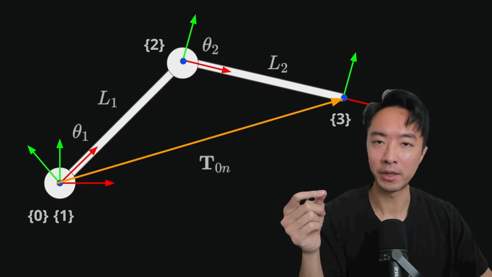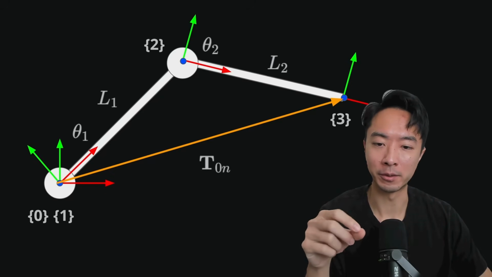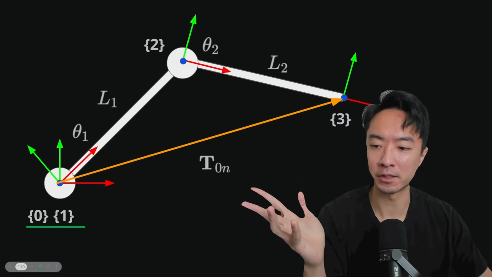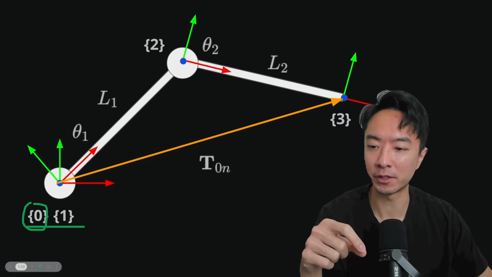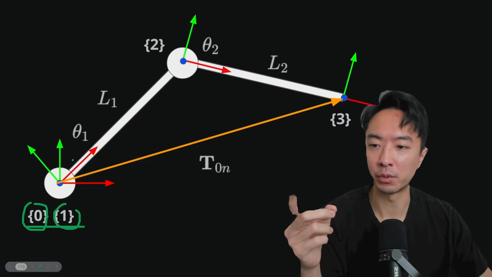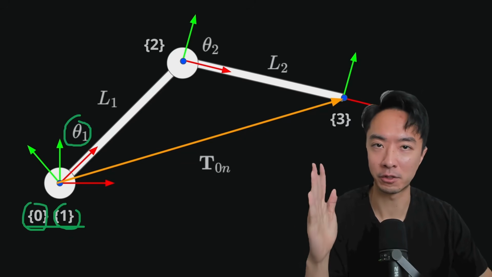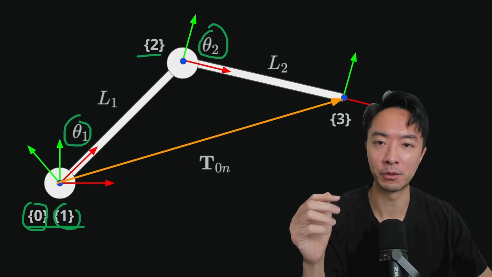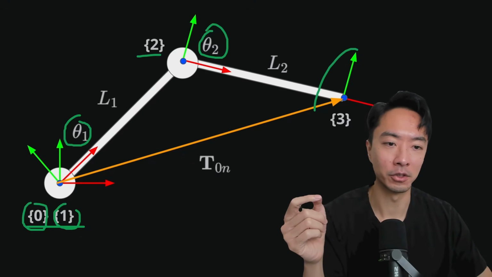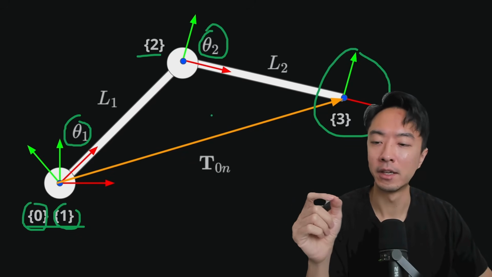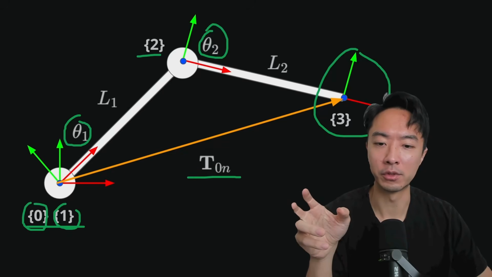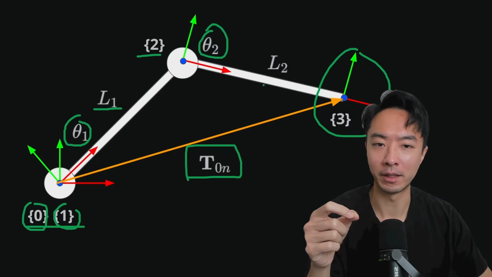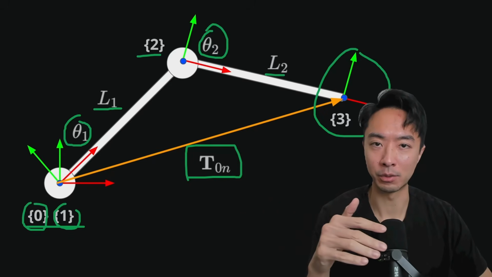All right, so here we have a 2 degree of freedom robot as an example. Right here we have our frames: frame 0, which is our base frame, and frame 1 for joint 1. We're using theta 1 to describe the angle between the 2 frames. We have frame 2 here for the second joint, and we're using theta 2. And lastly, our tool end here is going to be frame 3. To describe the tool end, we use the transformation matrix T0n. We also have some links here that describe the distance between the frames.